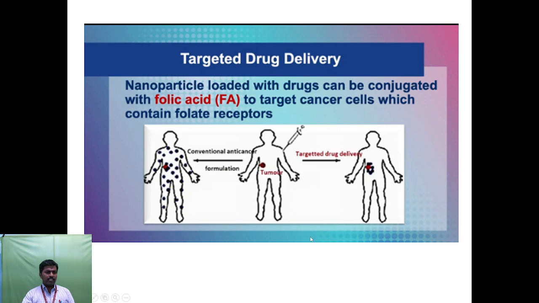It's a diagrammatic representation of targeted drug delivery. Nanoparticle loaded with the drug can be conjugated with folic acid to target cancer cells which contain folic receptors. It's a tumor site. Conventional anti-cancer formulation. This is a drug delivery method. So in the normal conventional method, the drug is involved in all parts of the human body. But in a targeted delivery system, the drug is involved only in the affected part.